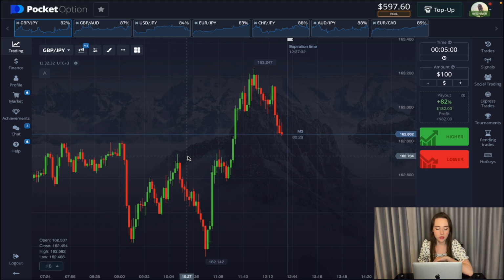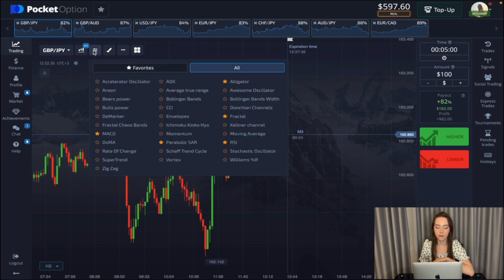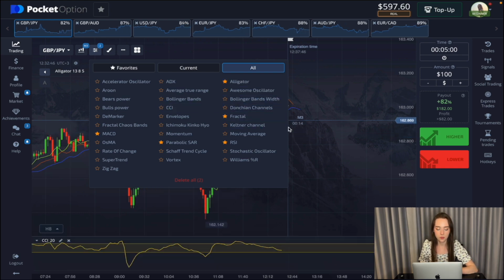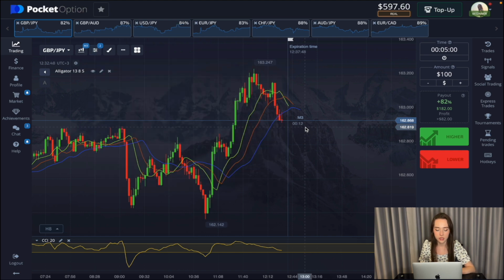Okay, to begin with, we will select a currency pair and I'll open deals for 5 minutes and in the amount of $100. And to open a trend trade, we need to set trend indicators. The first one is one of my favorites, the alligator indicator, and the second one is the CCI.